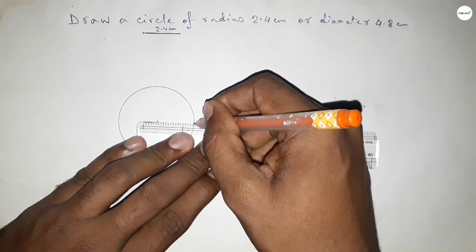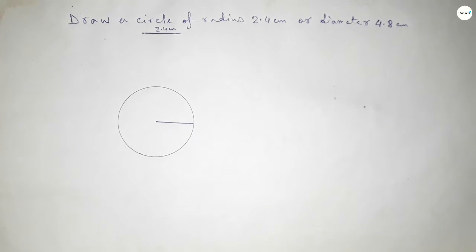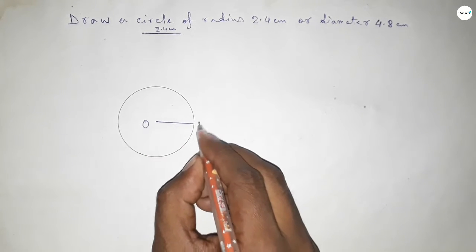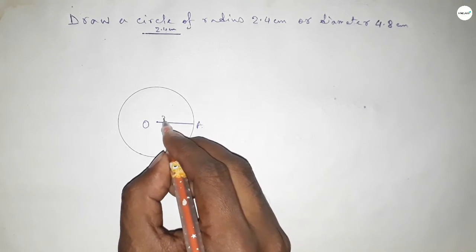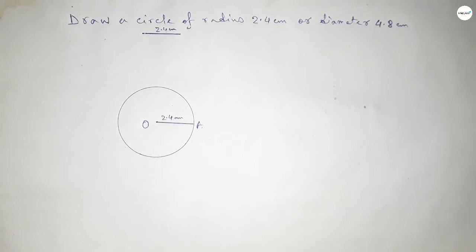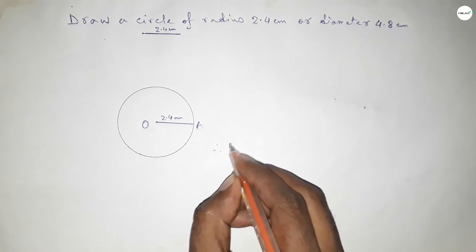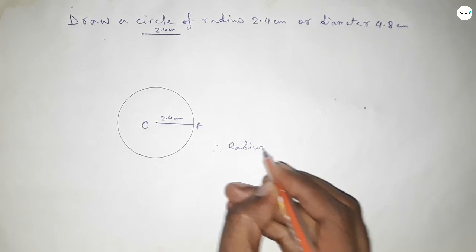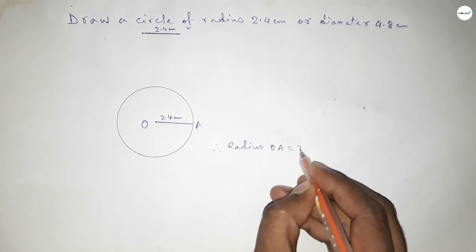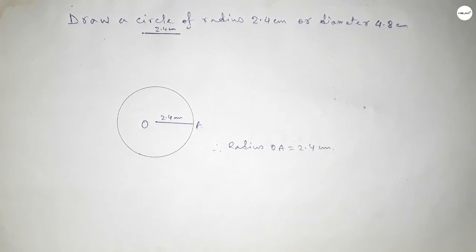Now joining here, so taking here the center O and here a point A, so OA equal to 2.4 centimeter. So therefore radius OA equal to 2.4 centimeter.